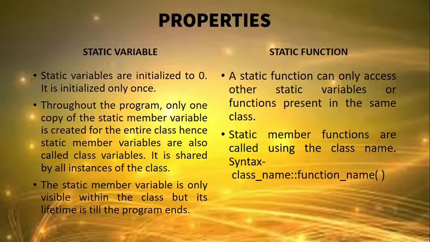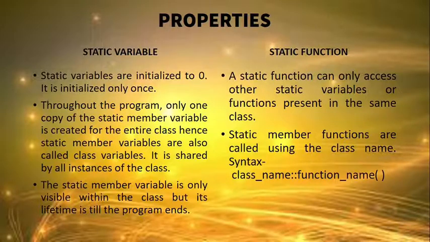There are a few properties to know for making a variable static or making a function static. Let's see them one by one. Under static variable, first property: static variables are initialized to 0. It is initialized only once. Throughout the program, only one copy of the static member variable is created for the entire class. Hence, static member variables are also called class variables. It is shared by all instances of the class.